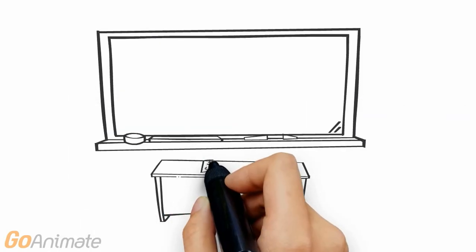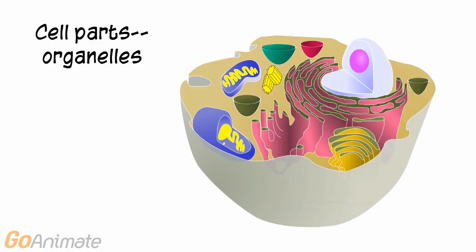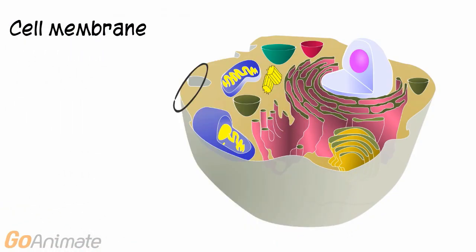Let's learn about cell organelles. Human cells, called eukaryotic cells, contain a number of structures called organelles. Each organelle has a unique function. Before we cover the organelles, let's take a look at the cell membrane.